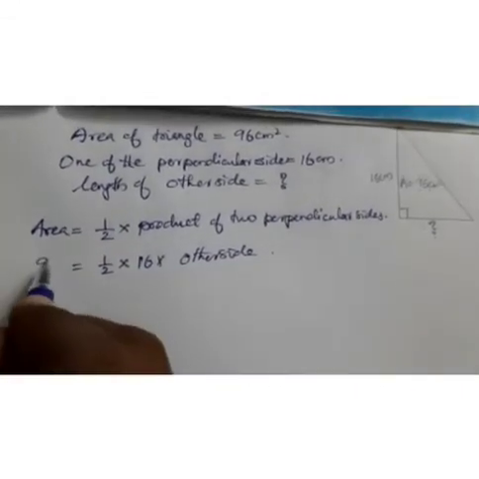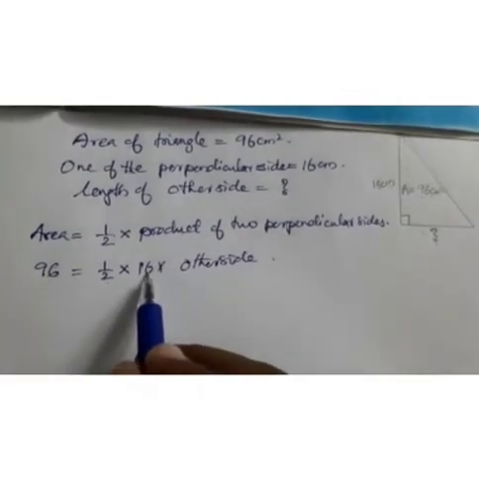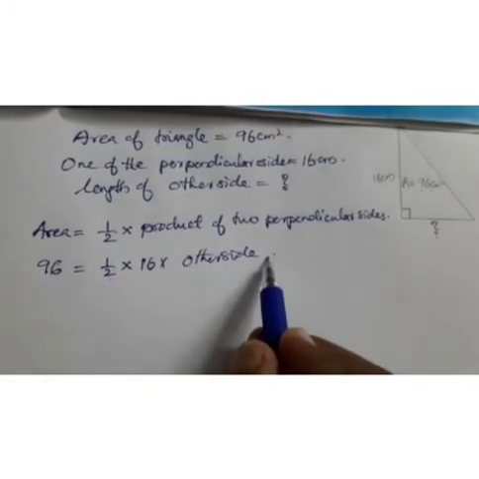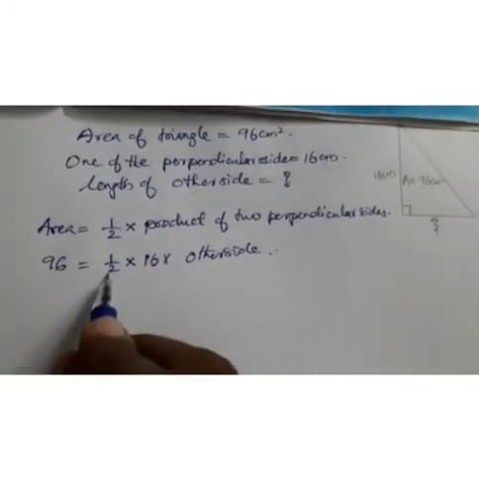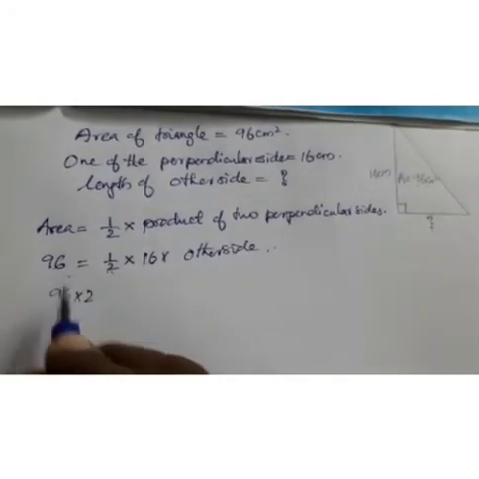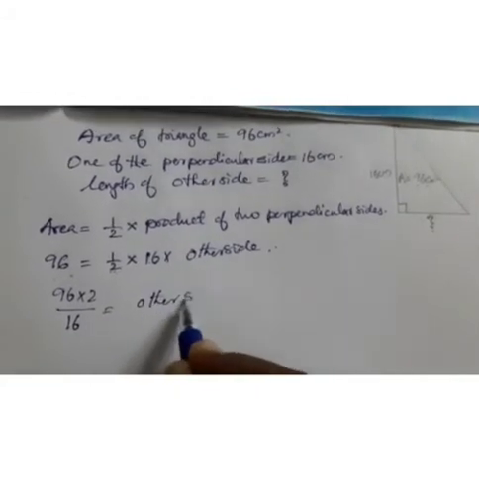Area is given, 96 centimeter square. Half into one of the perpendicular sides is given, 16. The other side we have to find out. So 2 should be multiplied here, 96 into 2, and 16 should be divided. We will get the other side.